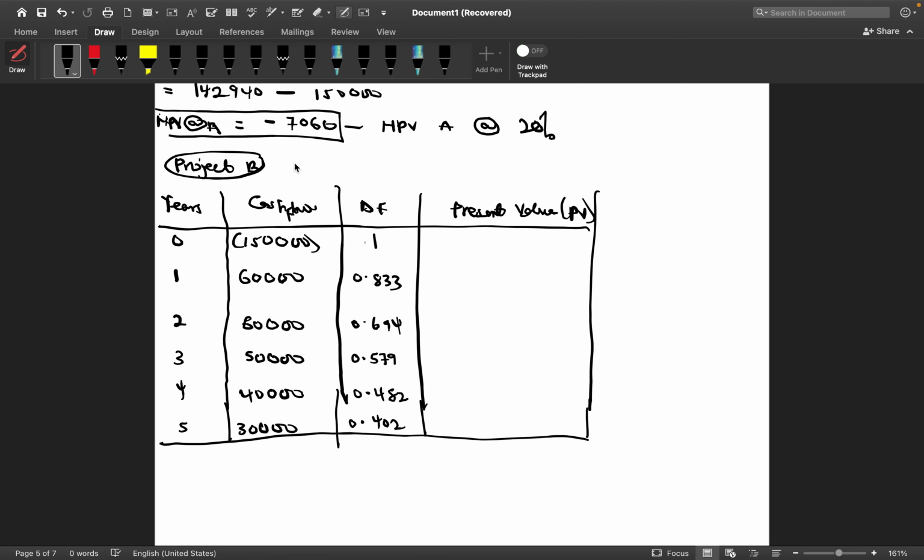So multiply cash flow by discount factor. Then we get the present value. So the first one, the same format, 150,000. So 60,000 times 0.833, we have 49,980. The same format: the cash flow times discount factor, then get the present value. So let me just punch the calculator and write the answers.